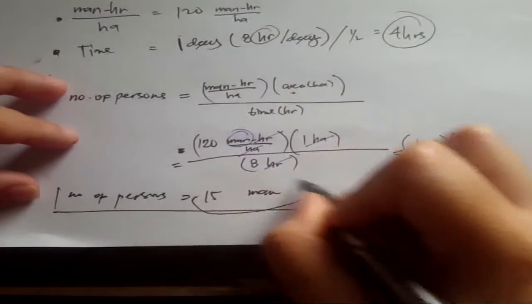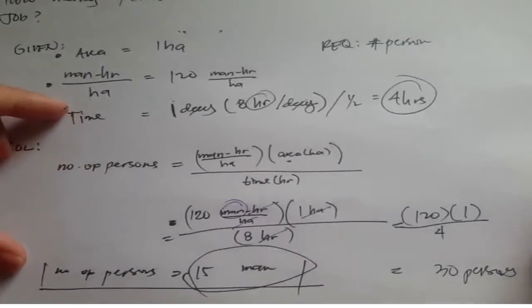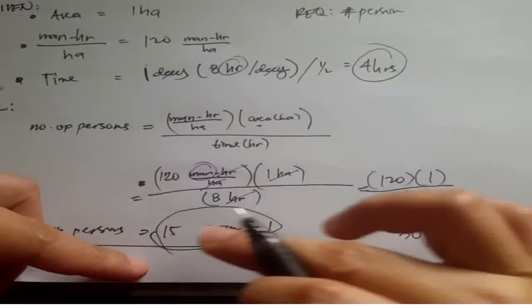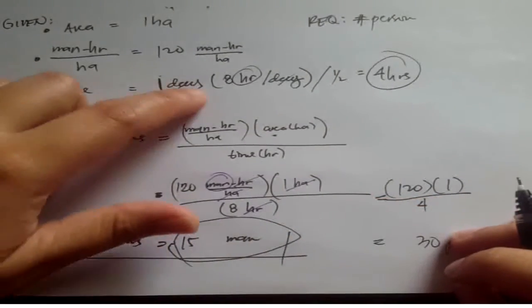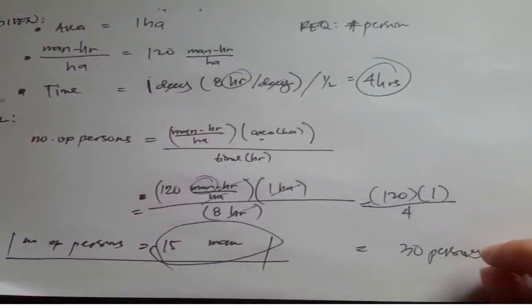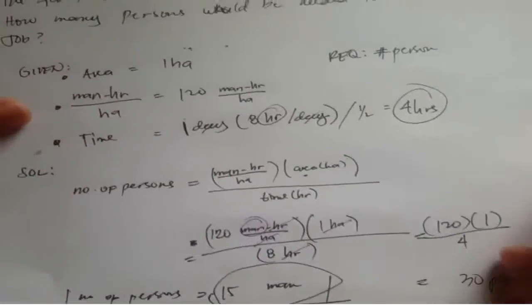Okay. Since this is good for 1 day, of course, expect that it will be doubled to finish the job within half day. So you need to hire 30 persons if you wish to finish the job in half day. Okay. So another example, let us now have another example.